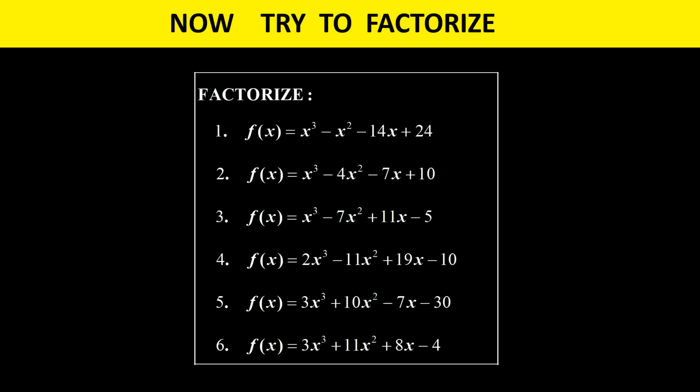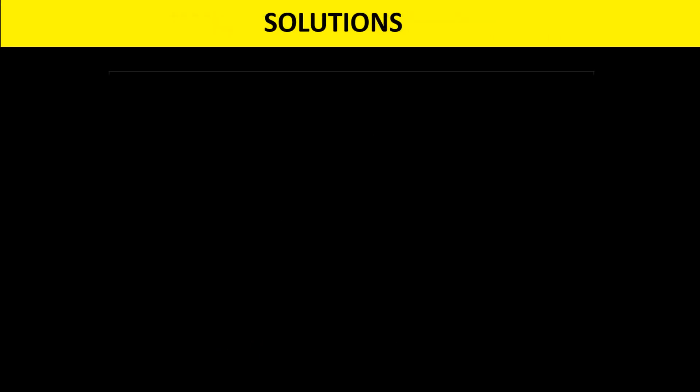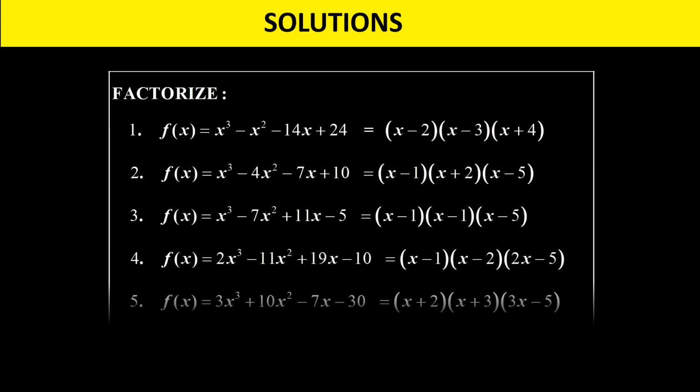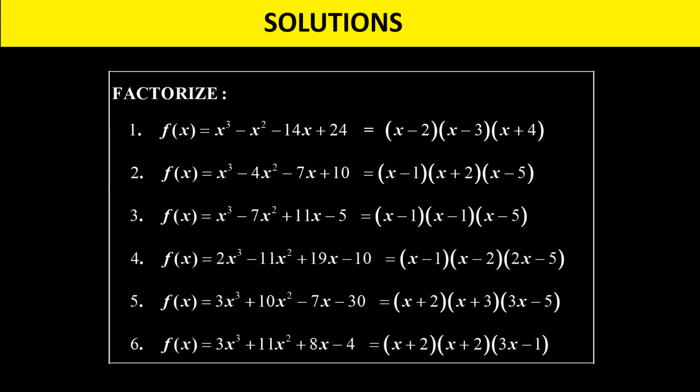We have 6 questions for you to try. 3 with a leading coefficient of 1, and 3 with a leading coefficient of, in this case, a 2, a 3, and a 3. You'll find the solutions on the next slide. Solutions to the 6 questions. You can pause and try. So there, the first 3 have a leading coefficient of 1, and the next 3 with a leading coefficient, in this case, of a 2, a 3, and a 3.